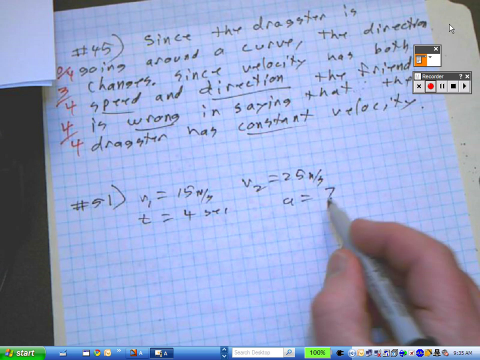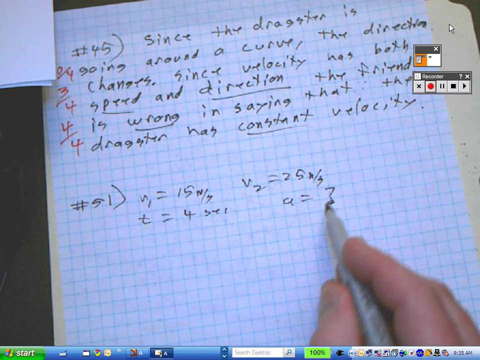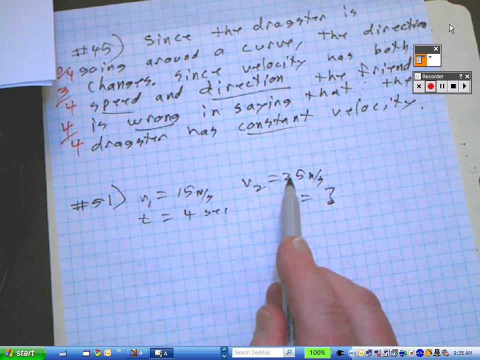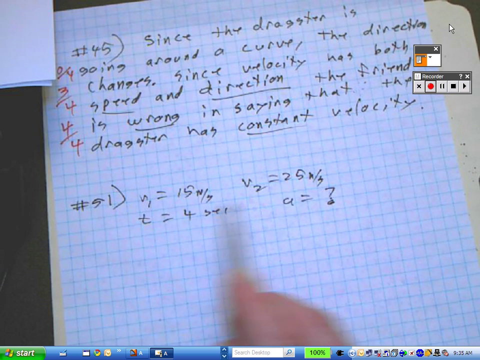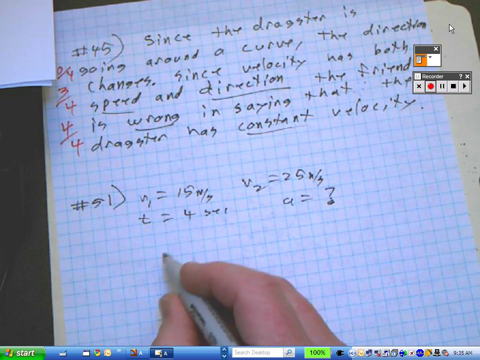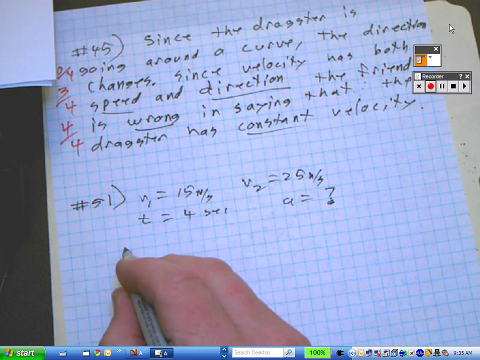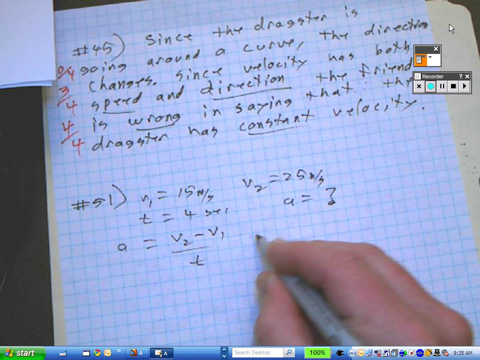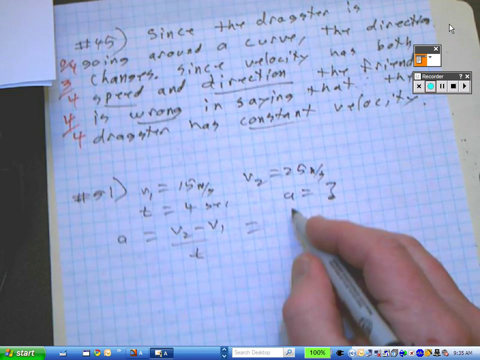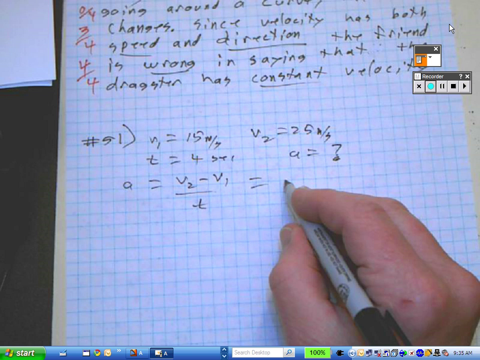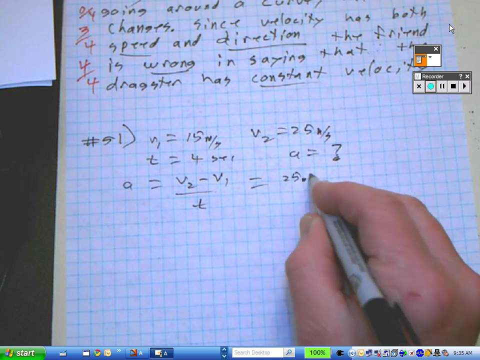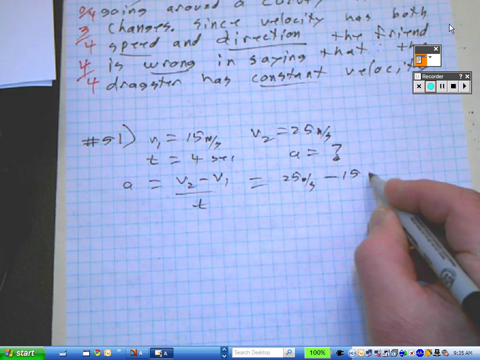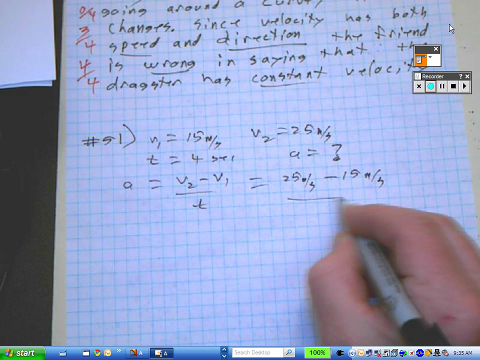Notice how I put this as a question mark. All I have to do is search on my formula sheet for the one formula that has those 4. And what I showed you was the formula sheet, and this is showing your work. You write the formula a equals v2 minus v1 over t. You would even show this being substituted in. So the final velocity is 25 meters per second minus 15 meters per second for the beginning, divided by 4 seconds.